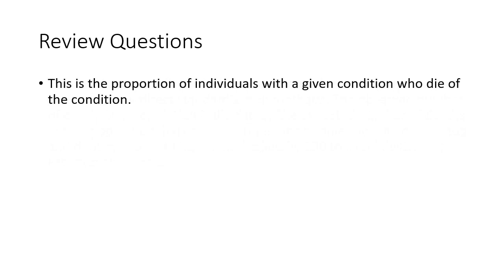This is the proportion of individuals with a given condition who die of that condition. Remember we talked about how you can be exposed to something but not necessarily get the disease. You can have the disease but not necessarily manifest symptoms. You have symptoms, but you don't necessarily die from it, right? Remember all those subsets of populations when you're looking at patients having a given exposure. If you're looking at the proportion of people who have the condition and die from it, what do you call that? Again, definitions are good to know for this.